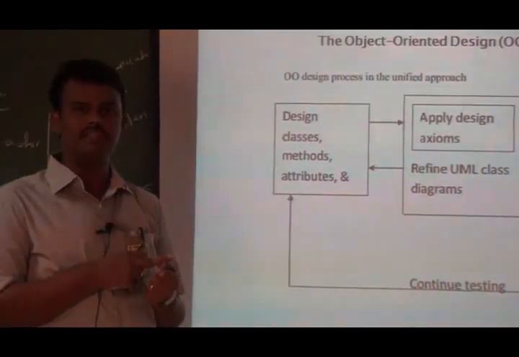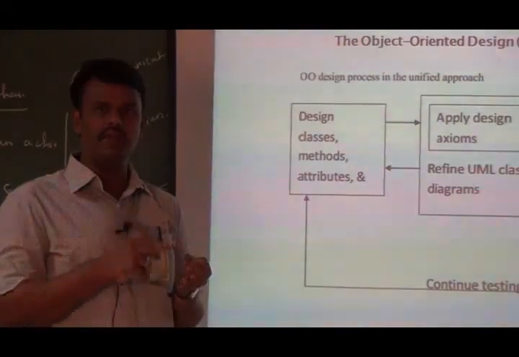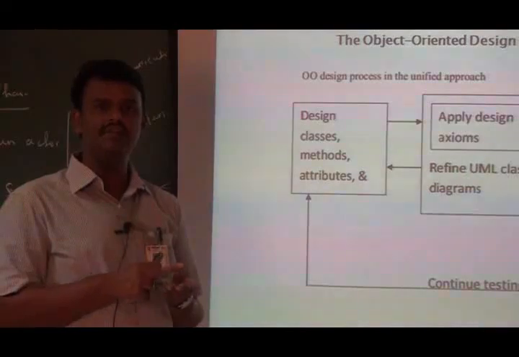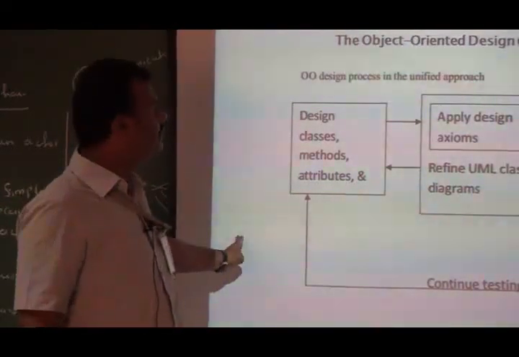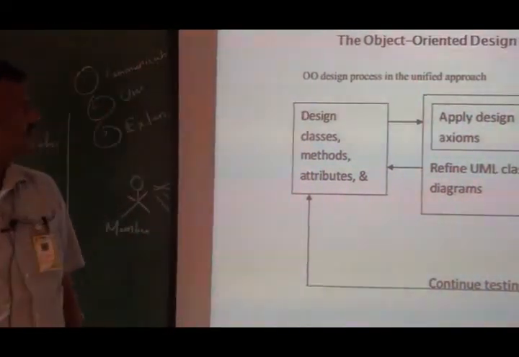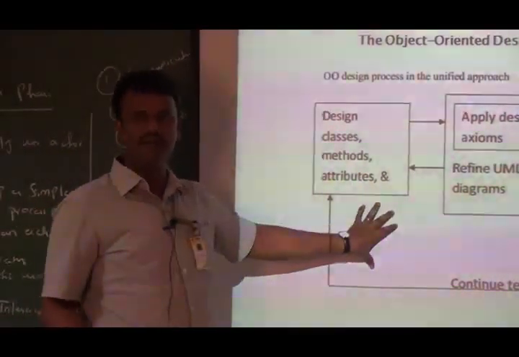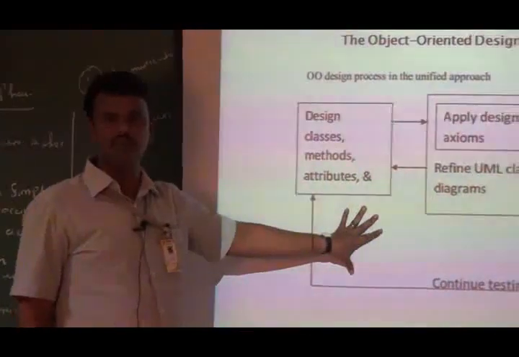The last one, classification. In classification we are going to identify the classes, identify the attributes, identify the methods, and finally define the relationship. The next one, the object oriented design process. In the object oriented design process, we are going to apply the design axioms, that is the independence axiom and the information axiom. What do you mean by independence axiom?